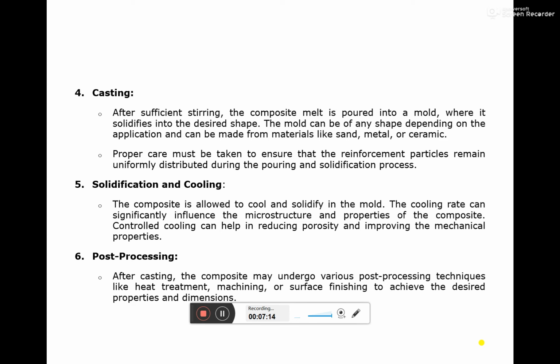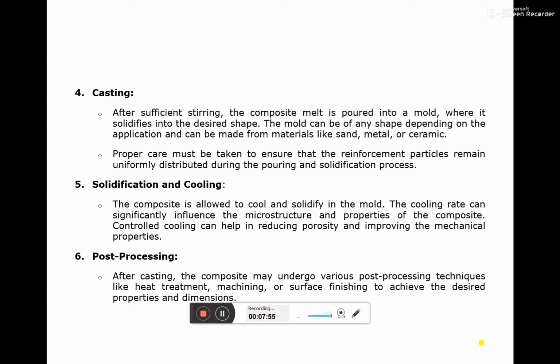Okay, so once you have maintained sufficient holding of that particular reinforcement in the molten metal, after performing the stirring action, the composite melt that you prepared is poured into the mold. Based on the requirement of what type of product you want to manufacture, you have already fabricated the mold. So in that mold we are going to pour the molten material to obtain the desired shape. That is the fourth step.